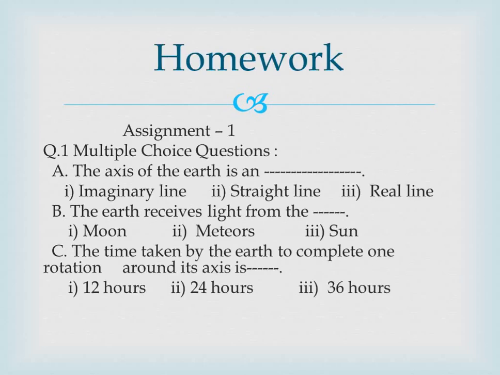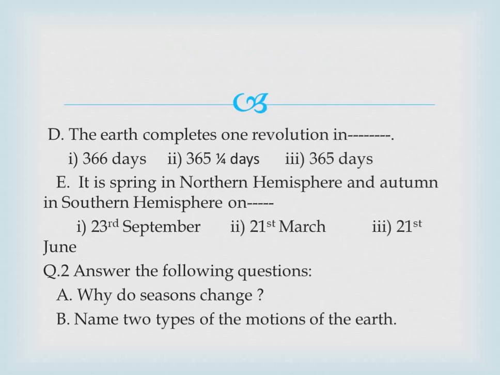First question, multiple choice question. The axis of the Earth is dash. The Earth receives light from the dash. The time taken by the Earth to complete one rotation around its axis is dash. The Earth completes one revolution in the time period you will write here. It is spring in the northern hemisphere and autumn in the southern hemisphere.